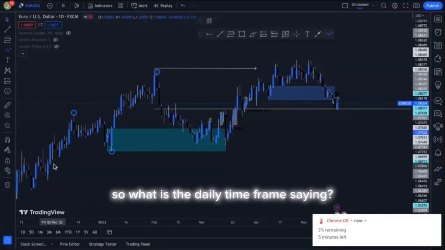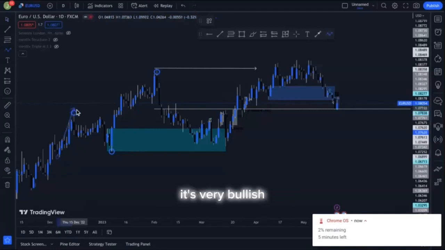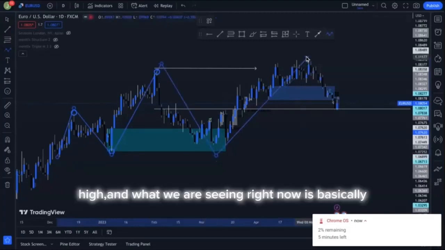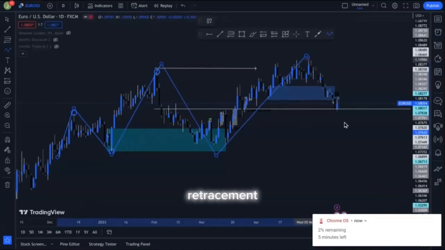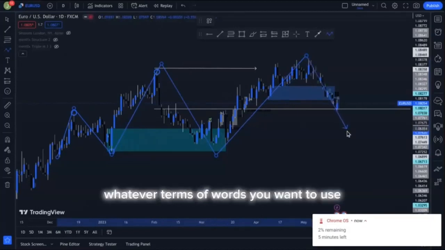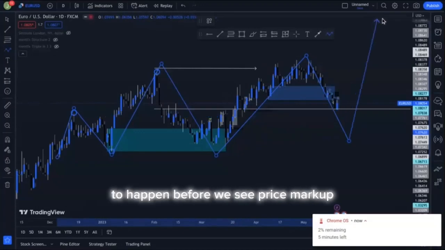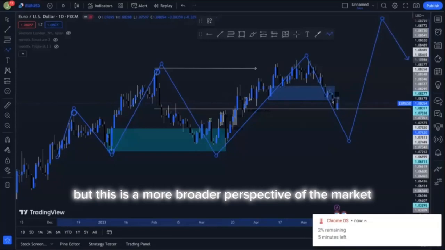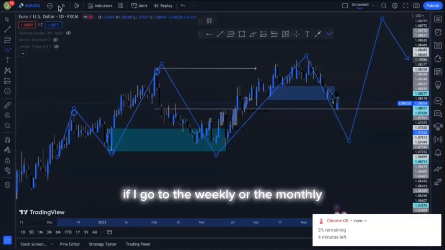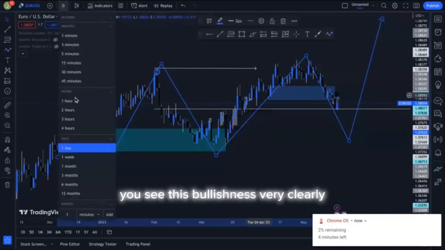So what is the daily time frame saying? We see this bullish push. It's very bullish on the daily time frame. Take out this high, low, high. And what we are seeing right now is basically a retracement, a correction, whatever terms you want to use. And pretty much to come back to this order block, and I will expect an accumulation phase to happen before we see price mark up. But this is a broader perspective of the market, which will happen in months' time to come. If I go to the weekly or the monthly, you see this bullishness very clearly.